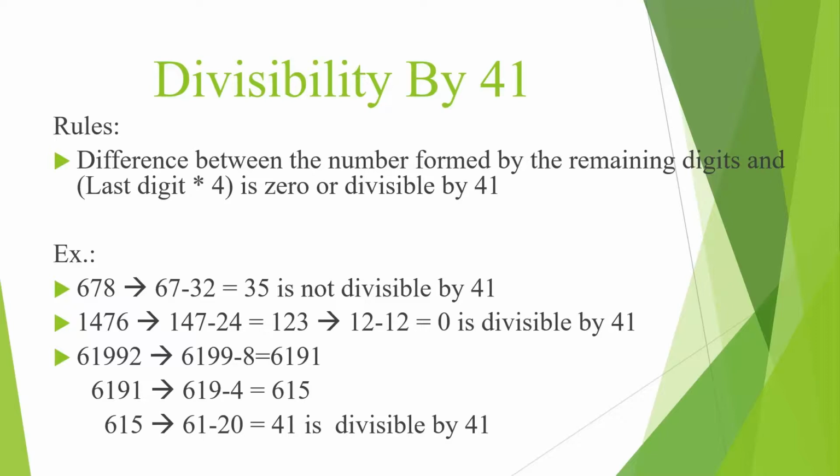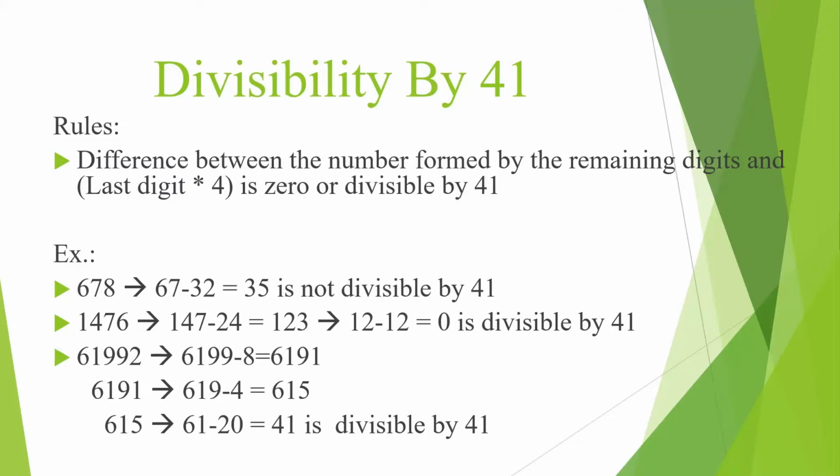Now let us consider another example, 1476. Ignore the last digit, we will get 147. Last digit into 4, that is 6 into 4 equal to 24. Find the difference between them, we will get 123. Let us reduce it further. 123, ignore the last digit, we will get 12. Last digit into 4, which is nothing but 3 into 4 equal to 12. When we find the difference, 12 minus 12 equal to 0. The difference should be either 0 or it should be divisible by 41. As here we find the difference is 0, it satisfies that condition. So 1476 is divisible by 41.